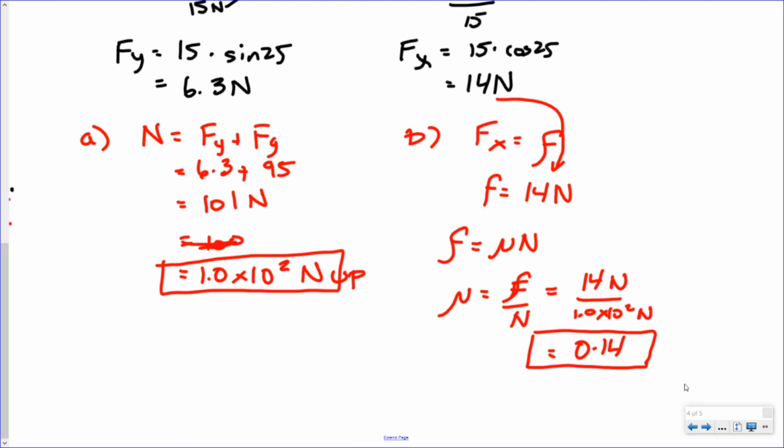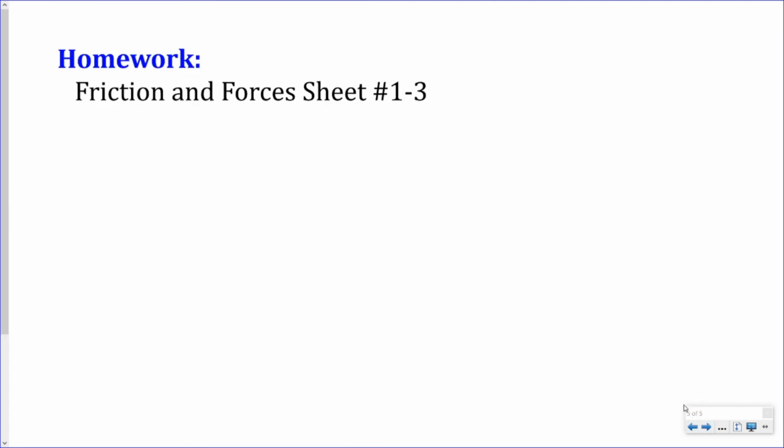This takes a bit of practice, so please attempt these 3 questions. There's not a lot of them. They are multi-step, and the best place to spend the most amount of time when you're doing these is making sure you draw all the forces in correctly.